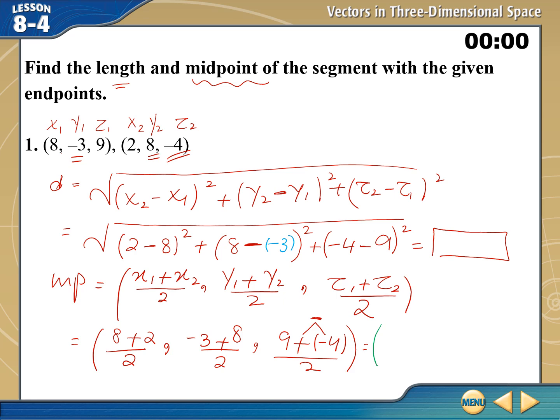8 plus 2 is 10, 10 divided by 2 is 5. Negative 3 plus 8 is 5, and 5 divided by 2: you can write 5 over 2, or you can write 2.5, no problem. Then 9 minus 4 is 5, and 5 divided by 2 is again 2.5. So these are the midpoints of the given line segment.